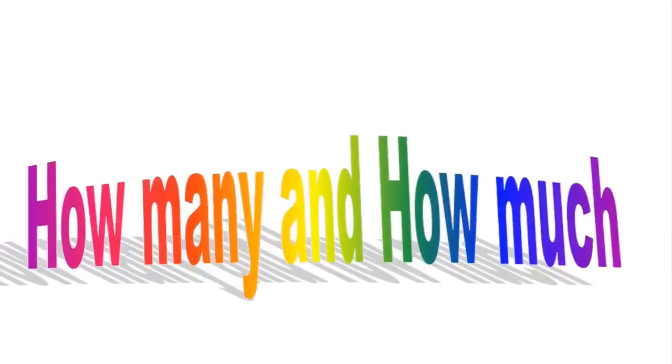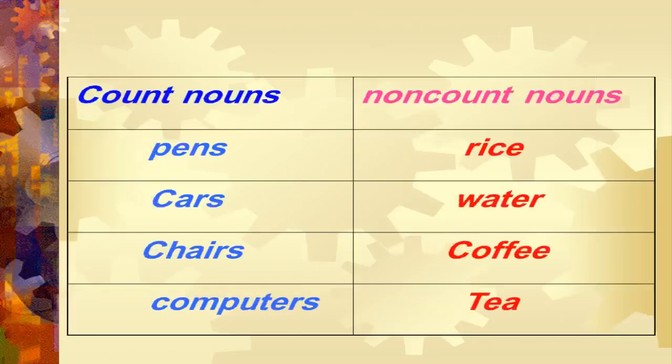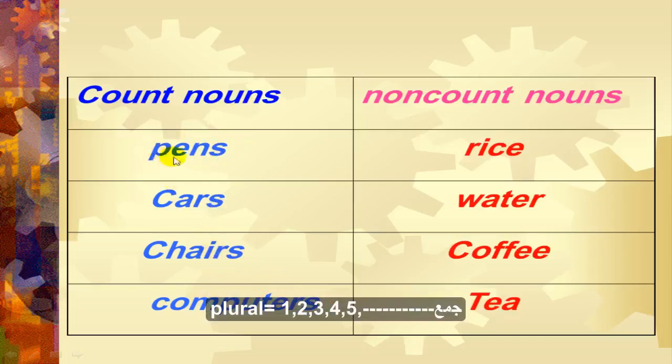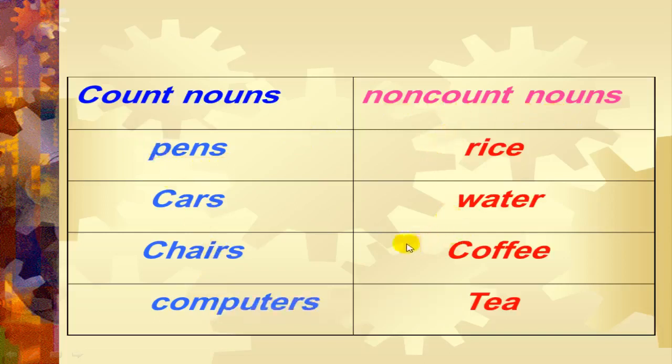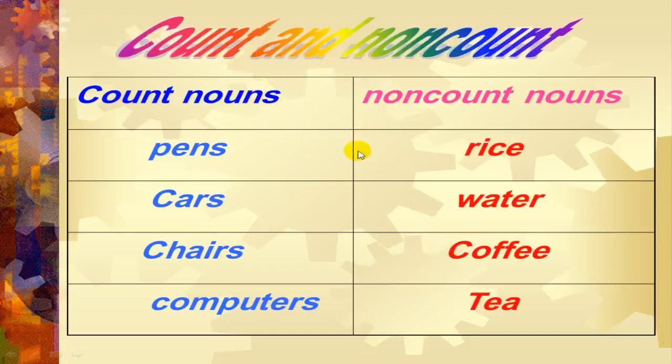How many and how much? Count nouns and non-count nouns. Countable nouns and uncountable nouns. Count nouns: pens, cars, chairs, computers. Count nouns have S, plural. I can count 1, 2, 3. Non-count nouns: rice, water, coffee, tea. These are non-count nouns.